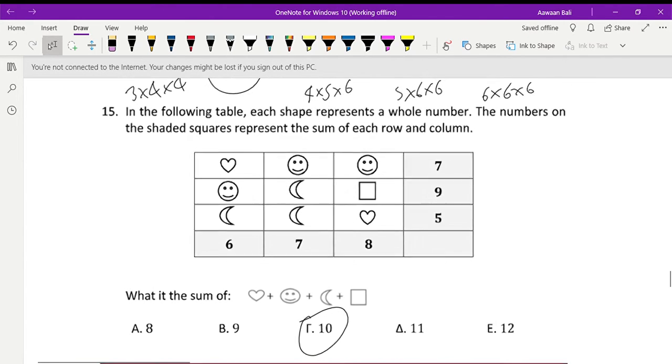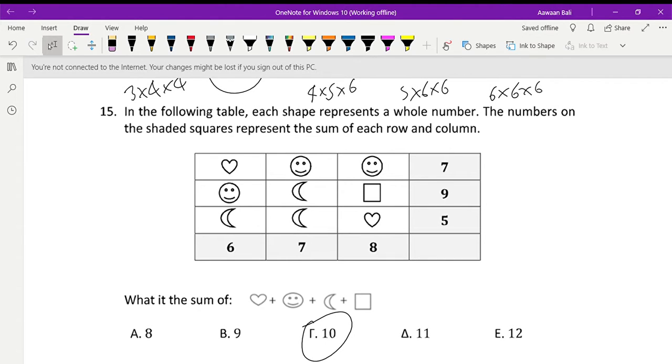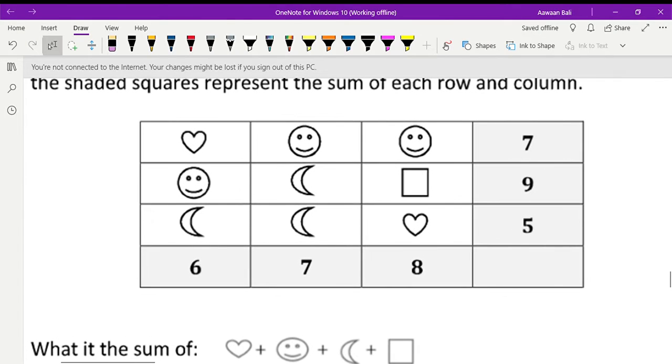In the following table, each shape represents a whole number. The numbers on the shaded squares represent the sum of each row and column. What is the sum of heart plus smiley face plus crescent plus square? Now basically, if you see these small numbers, that means that these numbers are very small. Like the signs mean very small numbers.